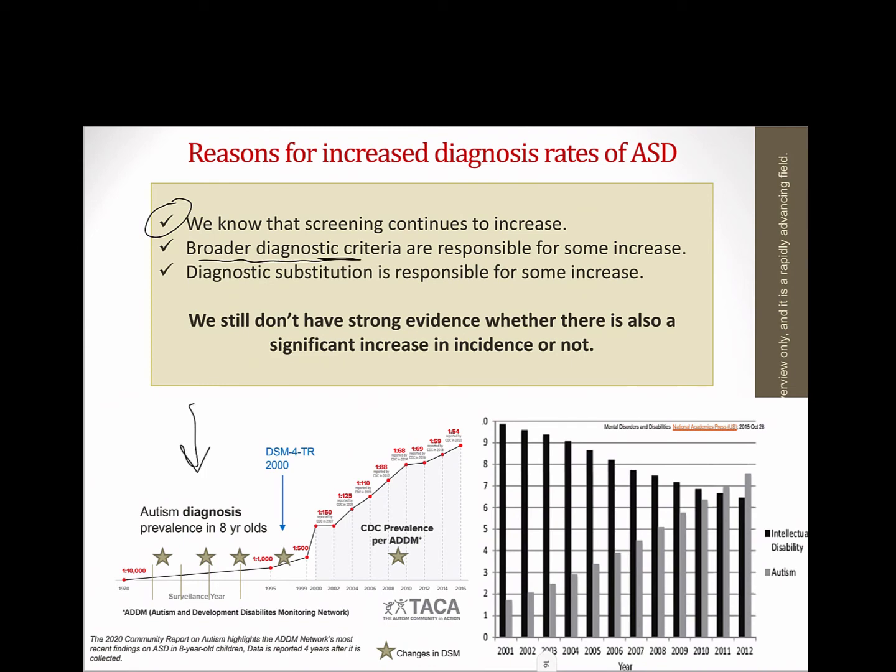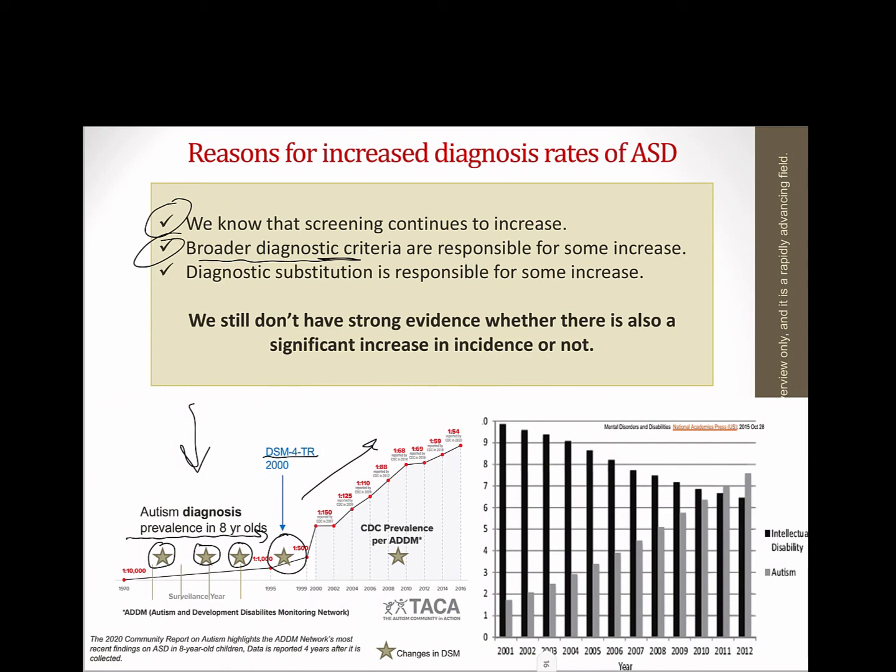Down here in this bottom left-hand corner, the stars are different versions of the Diagnostic and Statistical Manual, which is really the accepted form of diagnosis. So we have these different editions of the manual coming through. And then in the year 2000, the DSM-4TR came out, and that made a huge change to the diagnostic criteria for ASD and made it much easier to diagnose ASD. And since then, we've seen that huge increase. And we have people who were not previously diagnosed who now are diagnosed based on those new criteria. So we know that that is responsible for some increase.